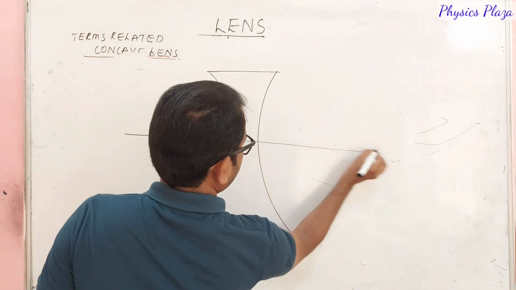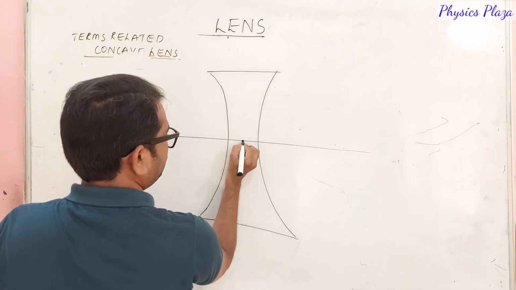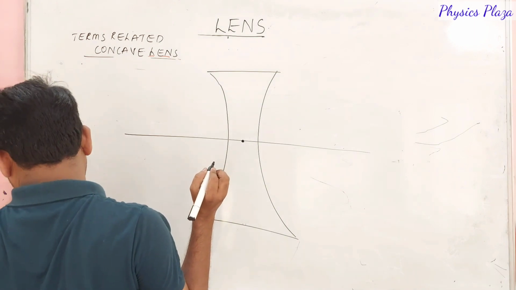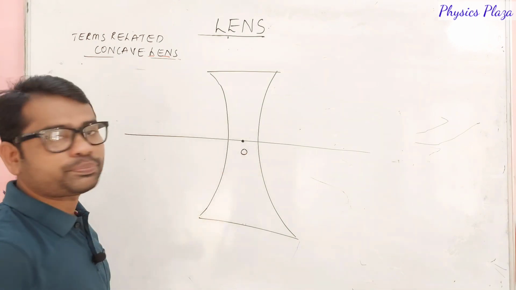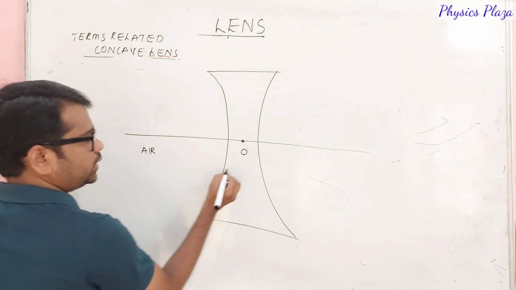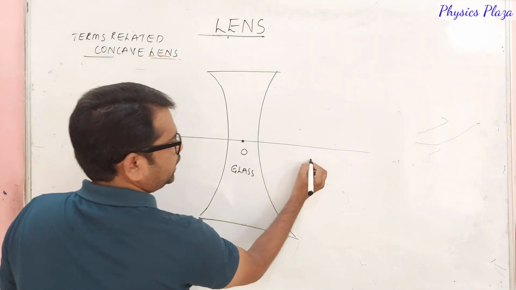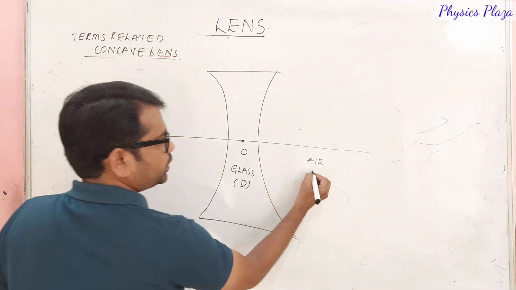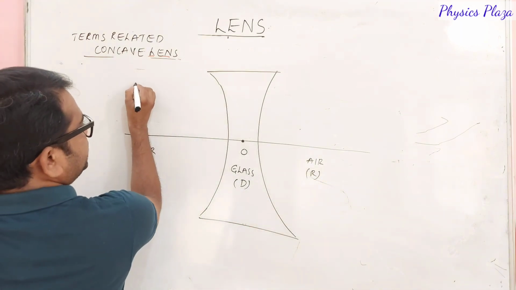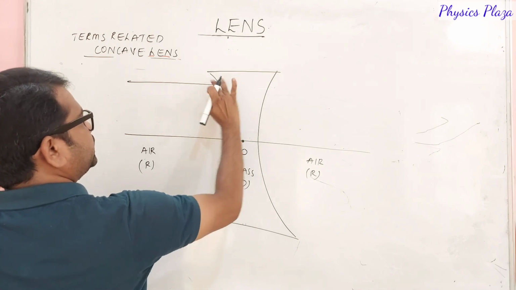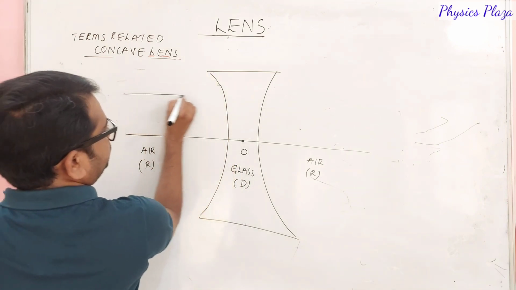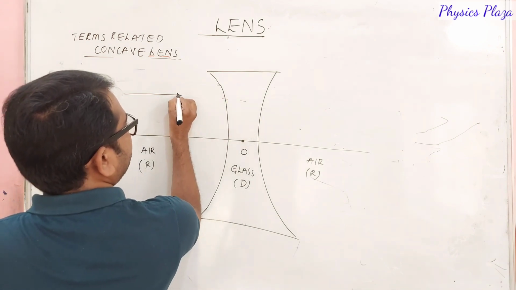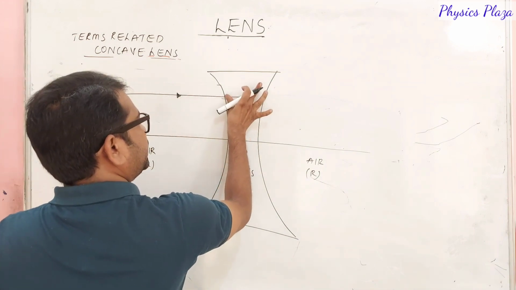So here is, which we already discussed, the optic center. Dear children, here is air, here is glass, again here is air. That is, it is a rarer medium, here is a denser medium, again a rarer medium. Children, now let us take a light ray incident like this. So this is a light ray which is incident. But from where to where is it moving, dear children? It is moving from rarer to denser.